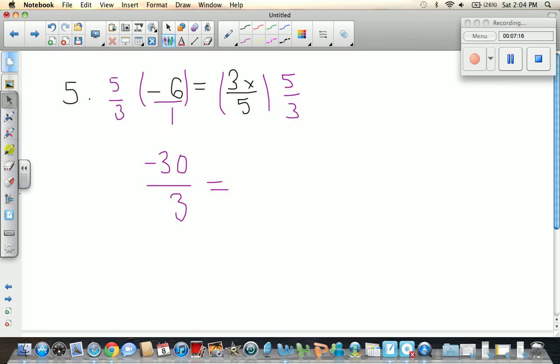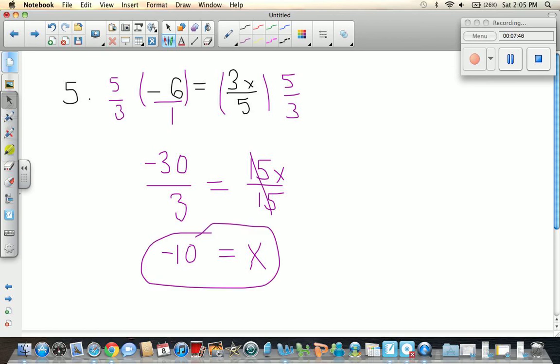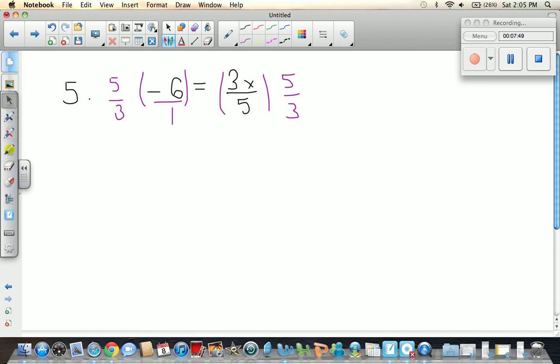And then on the other side, 3x times 5 gives you 15x. And then in the denominator, 5 times 3 gives you 15. And like in the other problems, that's going to cancel. We get 1x. And then -30 divided by 3 is -10. They both have a factor of 3. So x equals -10, and then finally the last problem.